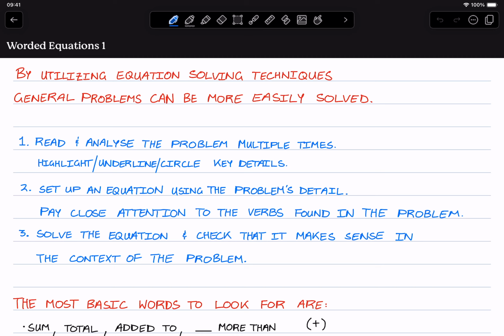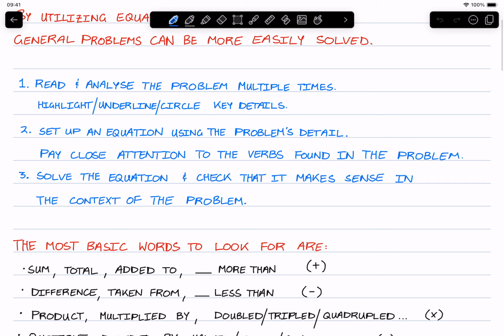By utilizing equation solving techniques, general problems can be more easily solved. So in these 3 steps, we can solve almost all problems in mathematics by first we read and analyze the problem, and we do this multiple times.